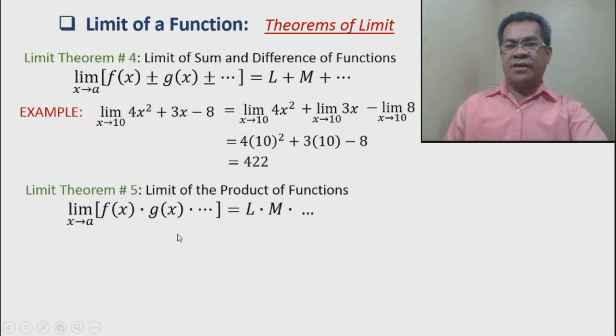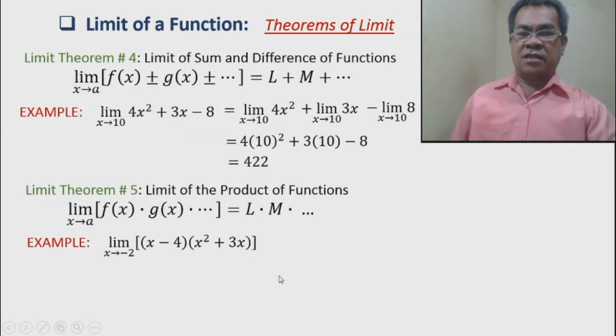Now theorem number 5, the limit of the product. What will happen if the function is forming a product? Suppose we have L times M, f(x) times g(x). This is multiplication, so what will be the result? The same: evaluate this function, call it L, evaluate this function g(x), call it M, then multiply. This one we add, we subtract; this one we multiply.